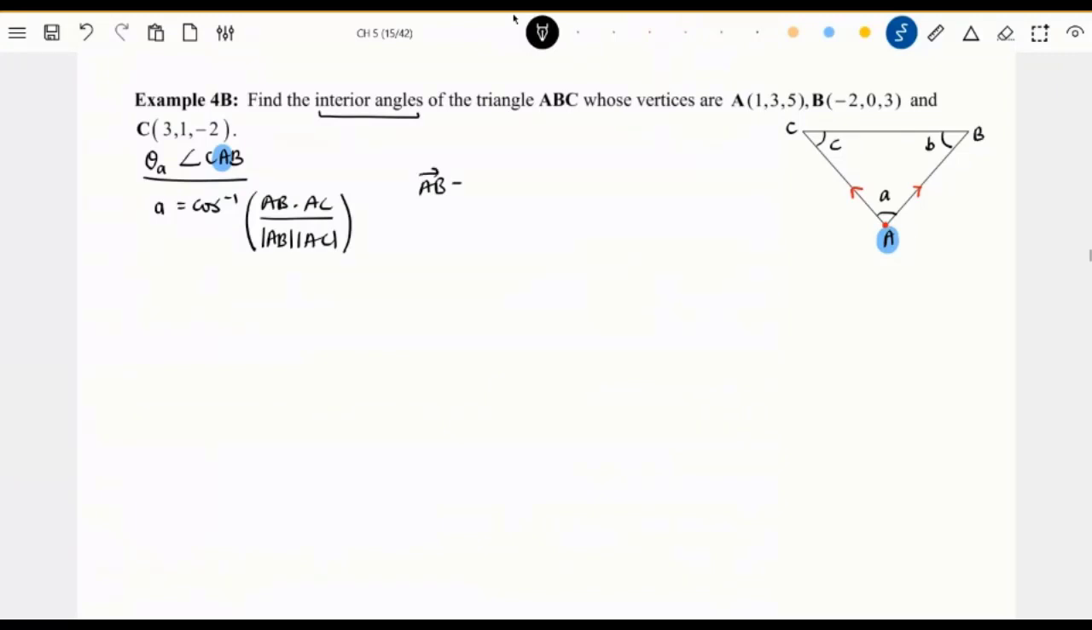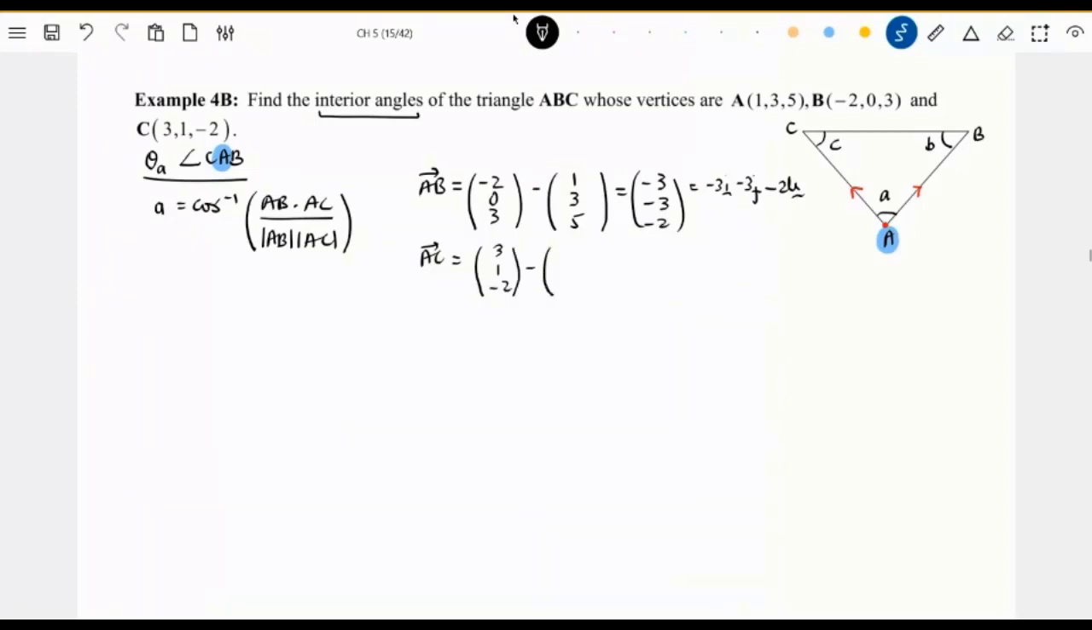Position vector AB macam mana nak cari? Apa tolak apa? B minus A. So we have negative 2, 0, 3 and then 1, 3, 5. So we end up with negative 3, negative 3, negative 2. So ini adalah negative 3i minus 3j minus 2k. AC: it will be C minus A. So it will be 3, 1, negative 2 minus 1, 3, 5. So we end at 2, negative 2, negative 7.